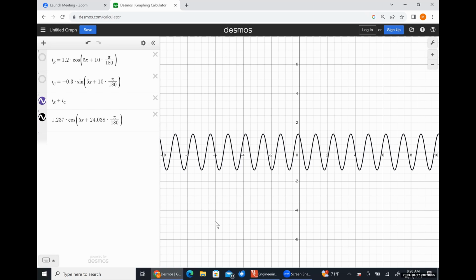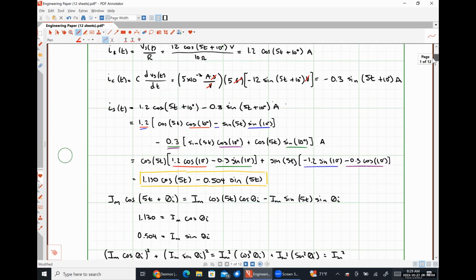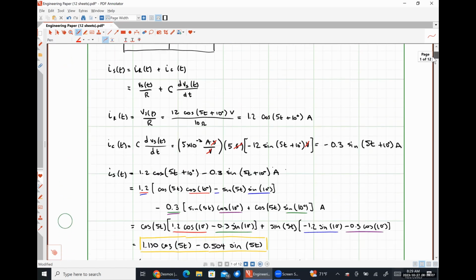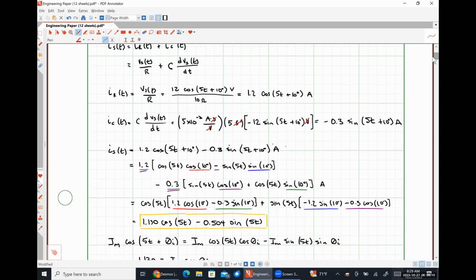Okay. So I want us to approach this from a slightly different perspective. Let's go back towards the beginning here. Our sinusoidal function carries the exact same information as a complex number does, right? So what I'm going to do is represent this 1.2 cosine of 5t plus 10 degrees as the complex number 1.2 angle 10 degrees.